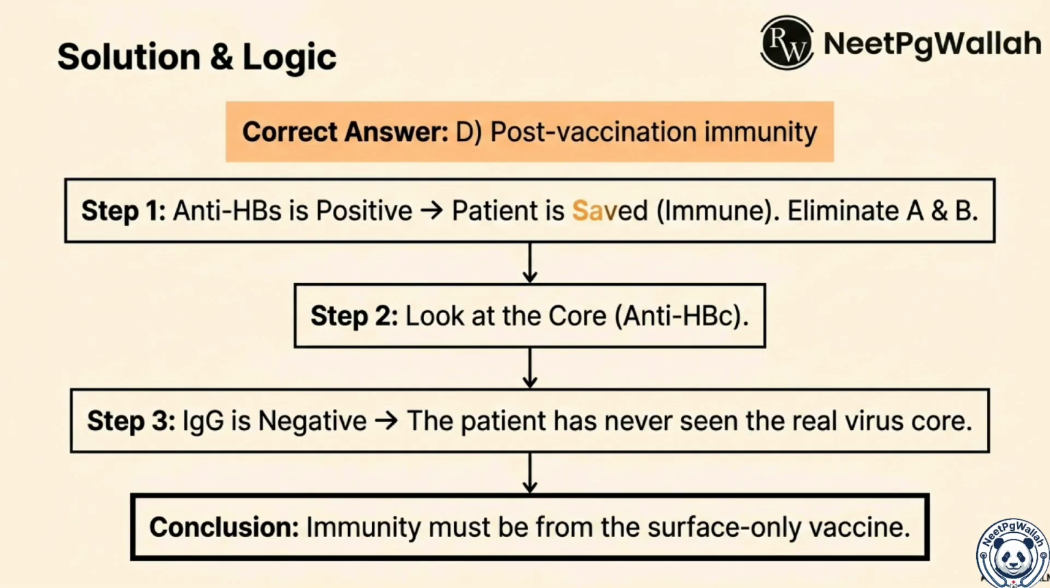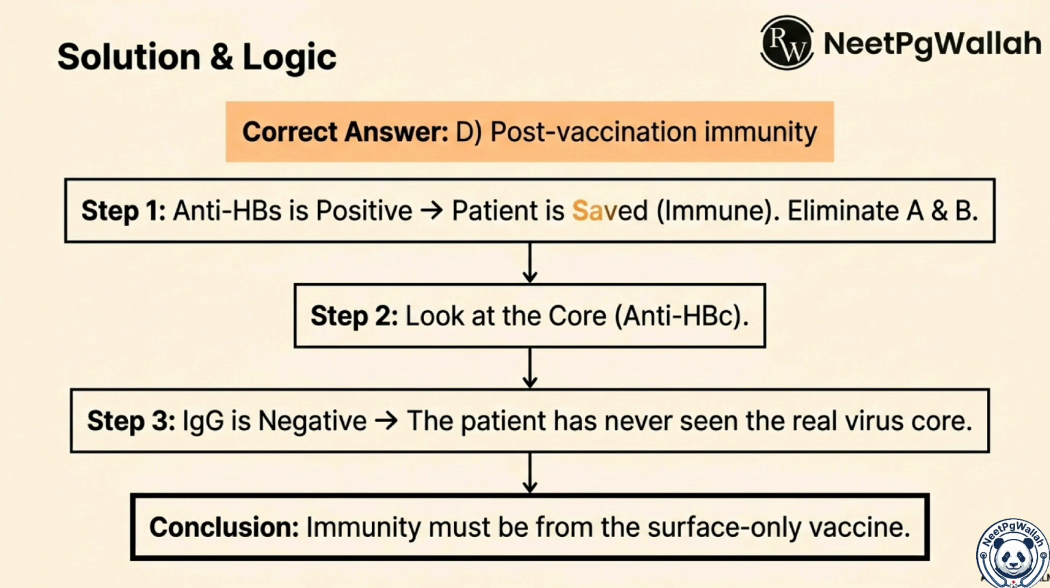Okay, let's step through the logic and see exactly how to arrive at the answer without guessing. Step 1. We look at anti-HBs. It's positive. That's our savior marker. The patient is saved and immune. That immediately throws out options A and B.